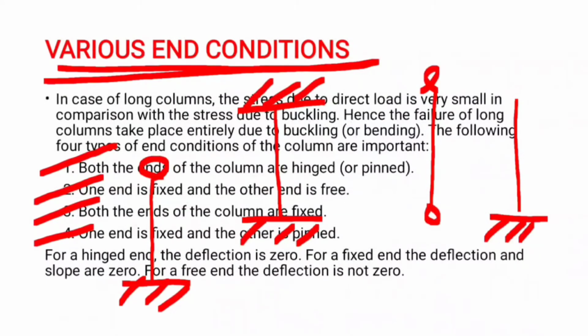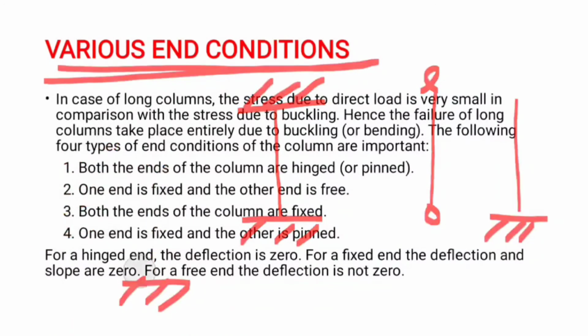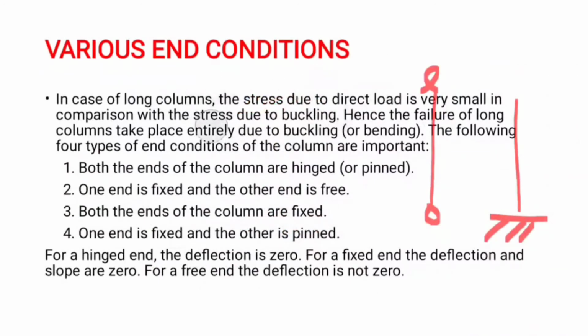Previously I told that the long columns fail due to crushing as well as buckling, but we see that crushing load is very negligible when compared to the buckling, so the long columns fail due to buckling only. Sorry for the mistake. The short columns fail due to crushing and the long columns fail due to buckling only. I hope the end conditions, and how the long column and short column fail for which load conditions, are clear.